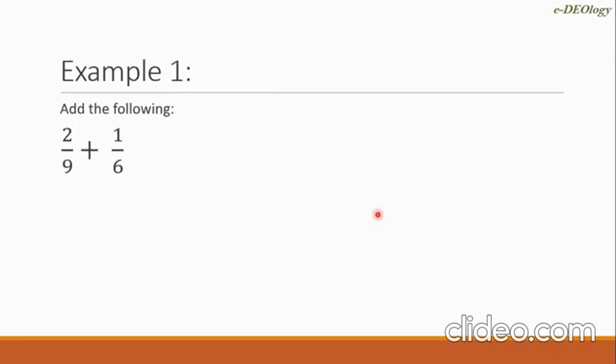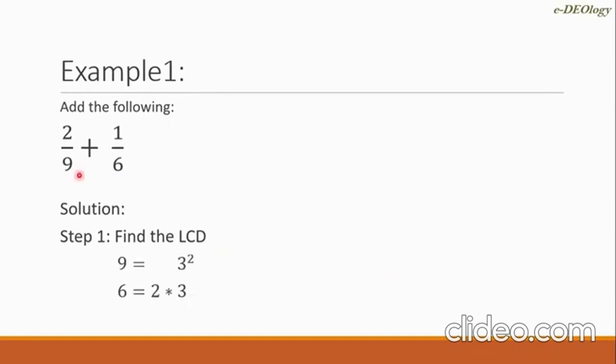Let's see example 1. Add the following: 2 over 9 plus 1 over 6. Step 1 says, we find the LCD. First, we're going to list all the denominators here. Then take the prime factors of 9, that will be 3 times 3 or 3 squared. The factors of 6 are 2 and 3.